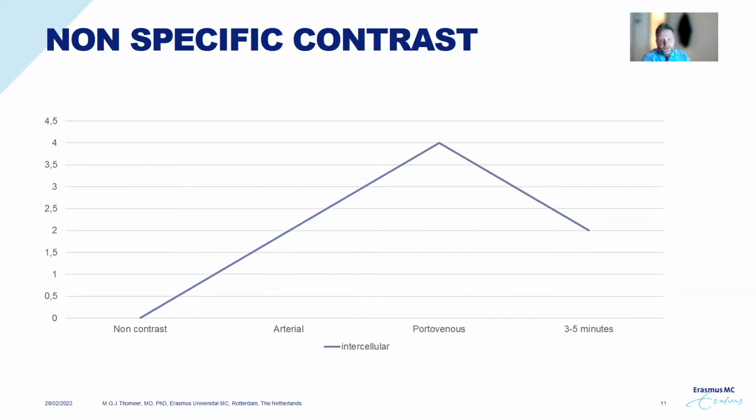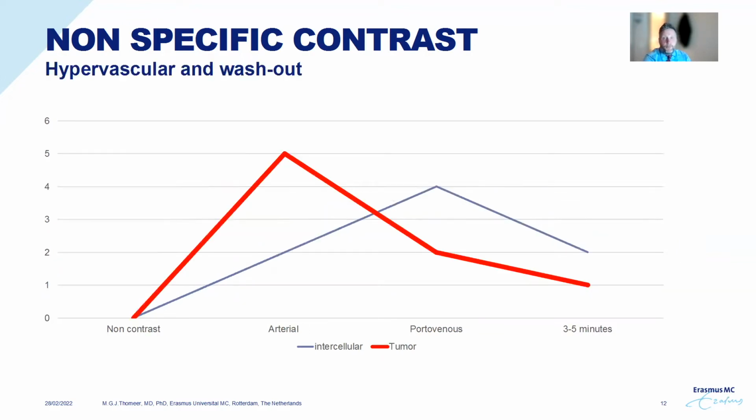This is in short a graph of the intercellular phase of our organ enhancement. In bold red is an example of a hypervascular tumor that enhances more than the liver at the late arterial phase, followed by a washout, as is the case here. To speak of washout, there must first be a hyperenhancement phase followed by a phase which is lower than the surrounding liver.